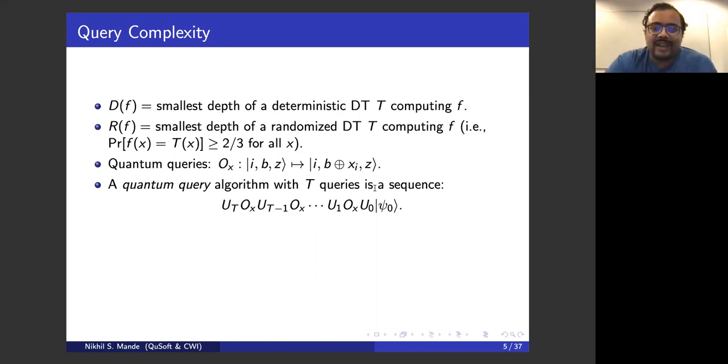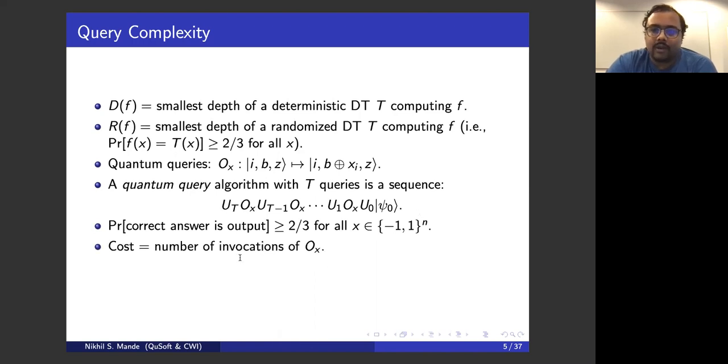So a quantum query algorithm is basically a sequence of unitaries applied to a start state |ψ_0⟩. And in the end, you measure a designated output qubit, and depending on what you observe, you output either -1 or 1. And here, these O_x's are these oracle queries, which correspond to one quantum query each, and the U_i's are independent of the input.